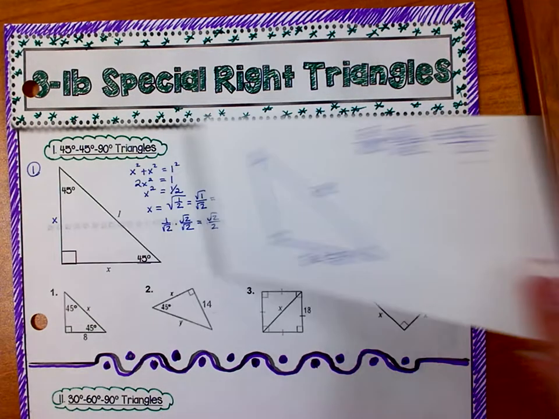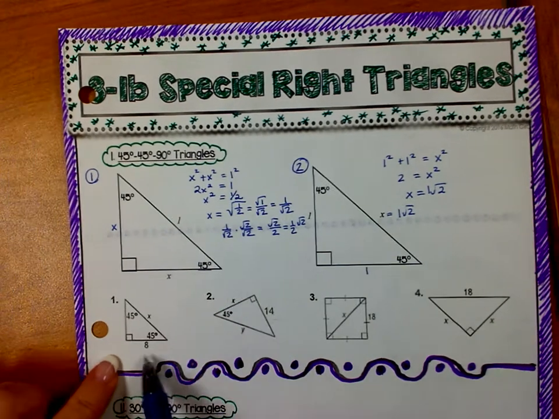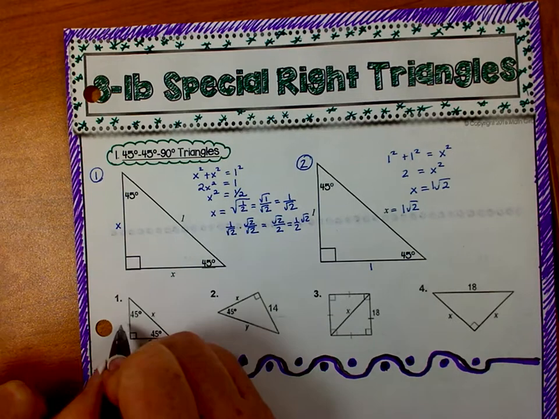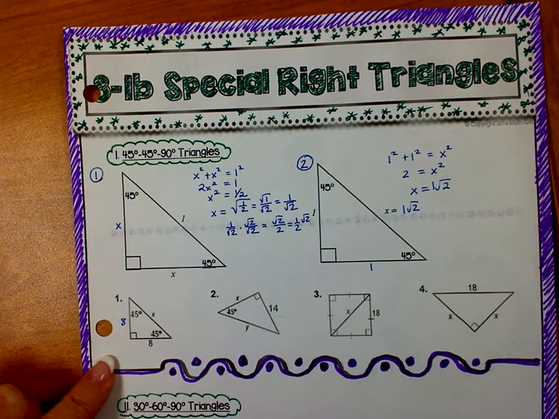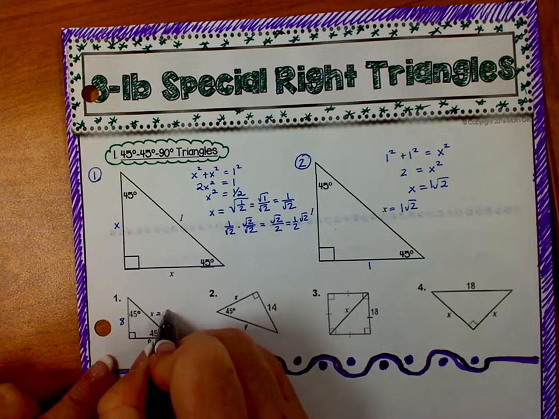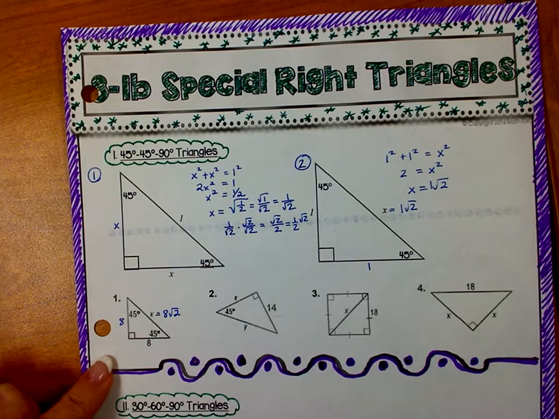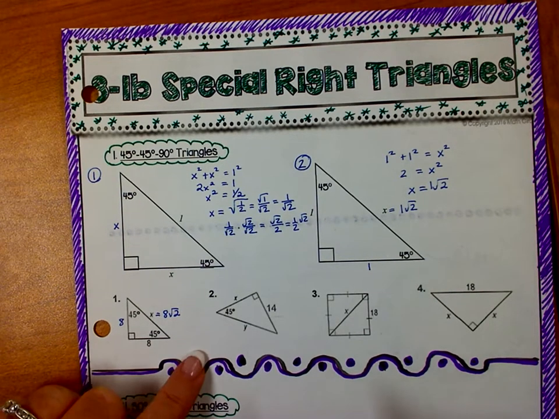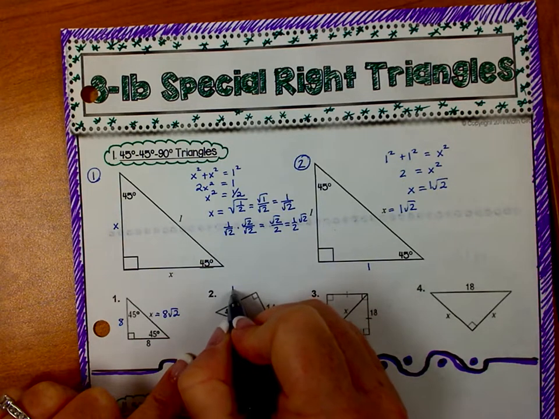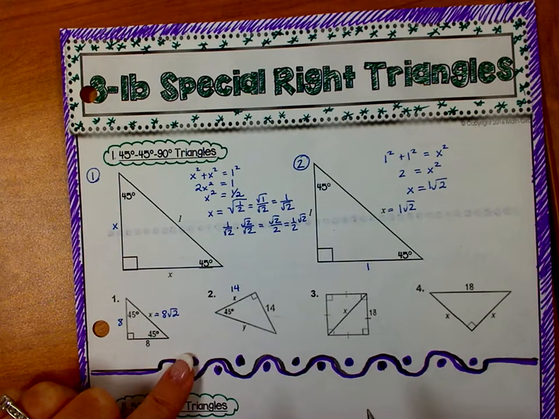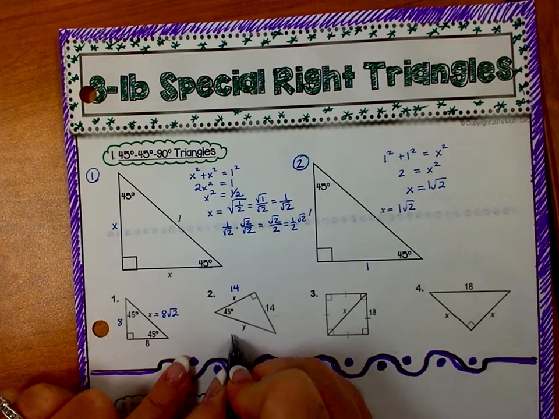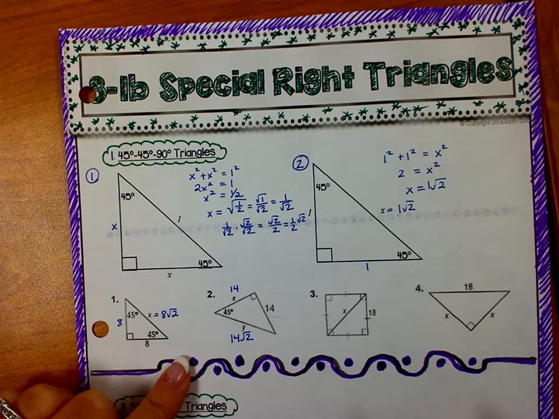So let's look at some examples. Right here we are given one leg with a length of 8. So we know that this other leg will also be 8. And then x, the hypotenuse, is going to be equal to 8 times radical 2, or 8 radical 2. In the second example, we're given a leg that's 14, so we know that x is equal to 14 also. And then the hypotenuse is the leg times radical 2, so we're looking at 14 radical 2.